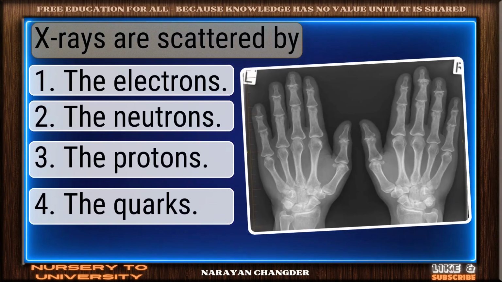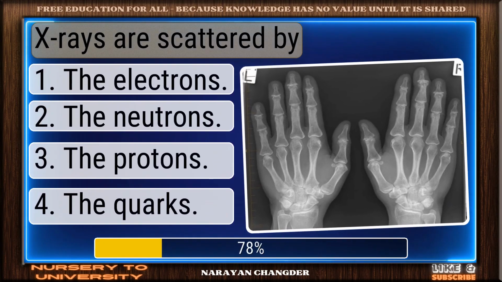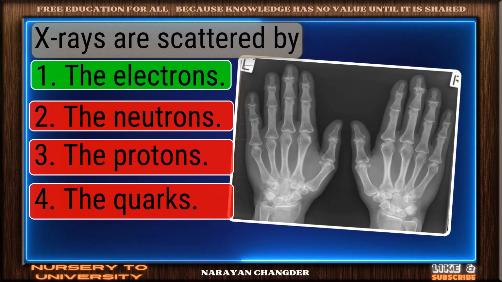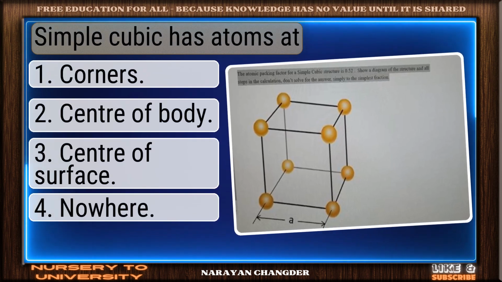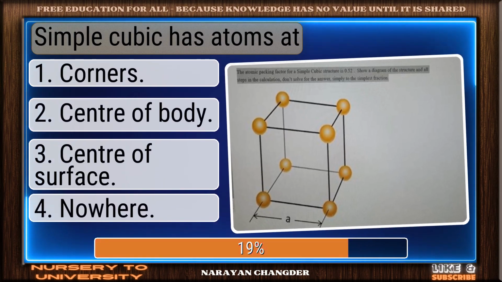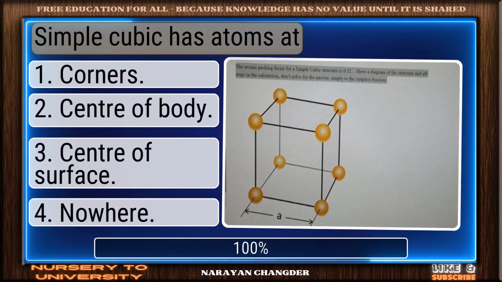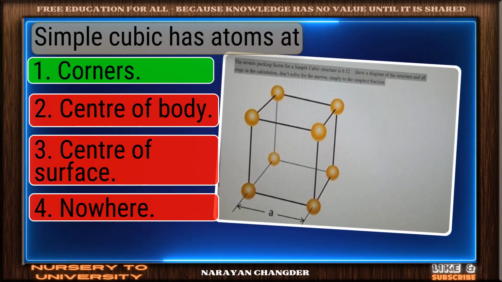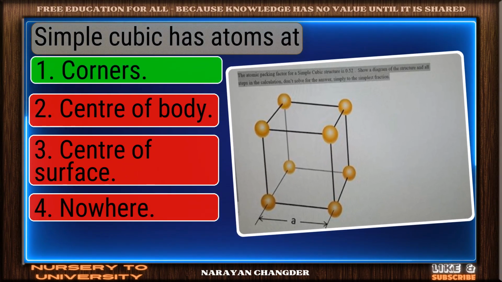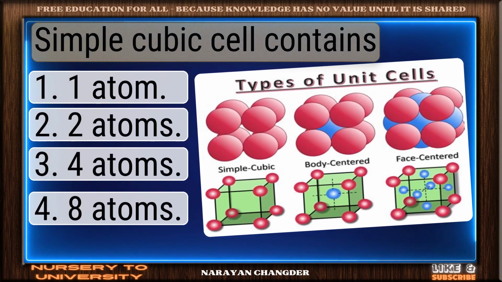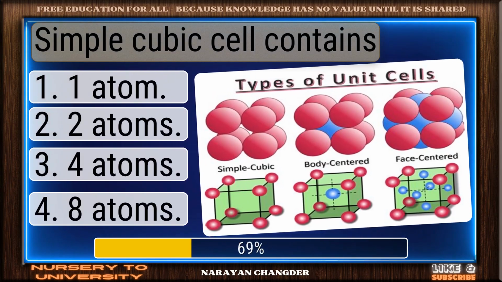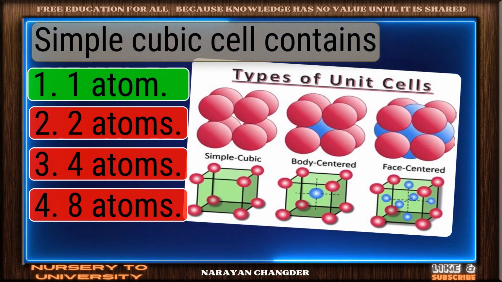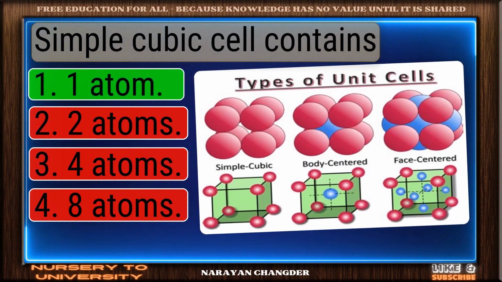X-rays are scattered by. Good thinking. The electrons is the right answer. Simple cubic has atoms at. Clear logic. Your choice corners is sound and 100% true. Simple cubic cell contains. Exactly. One atom makes sense, and it is right choice.